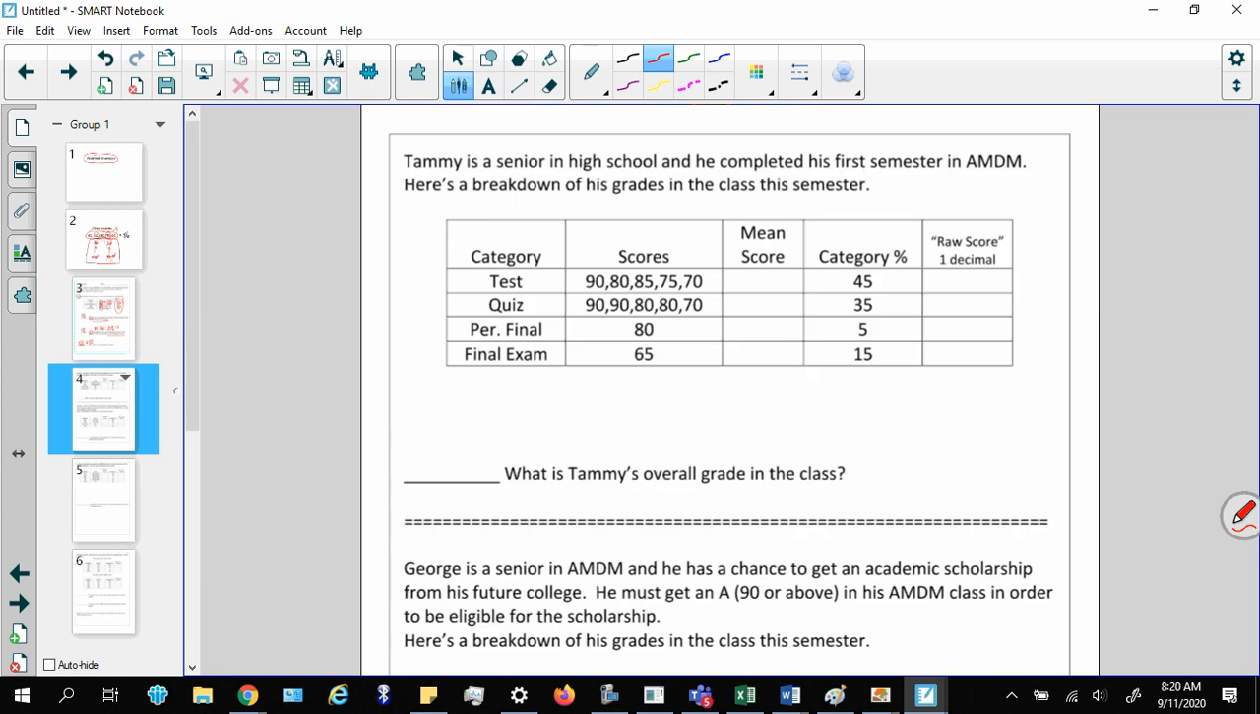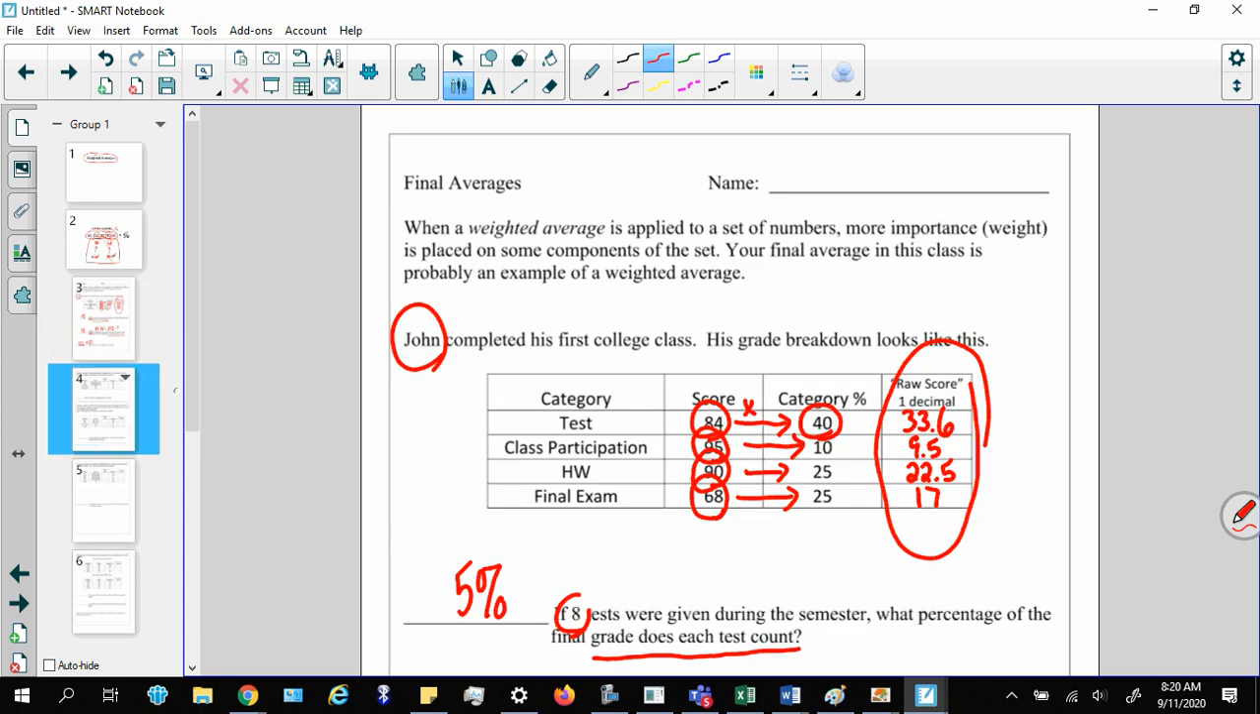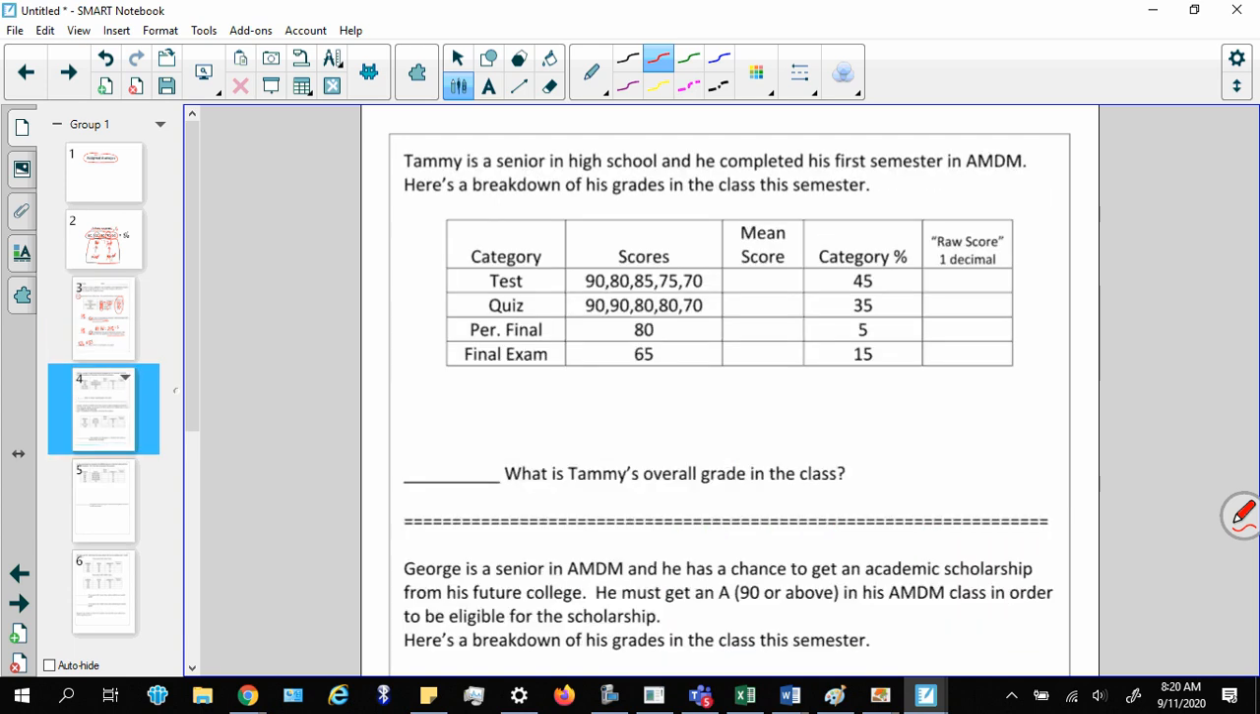It says here that Tammy is a senior in high school and he completed his first semester in AMDM. Here's a breakdown of his grades. Now, what makes what we just did different from this one is you have to go one step further and figure out the mean score. The mean score is basically the average score.